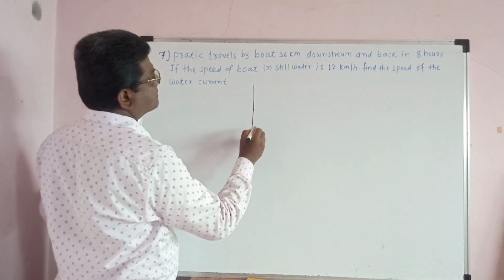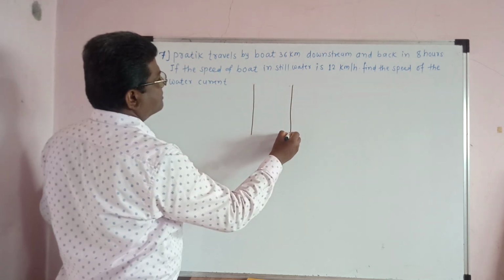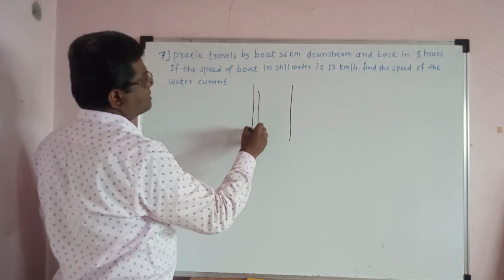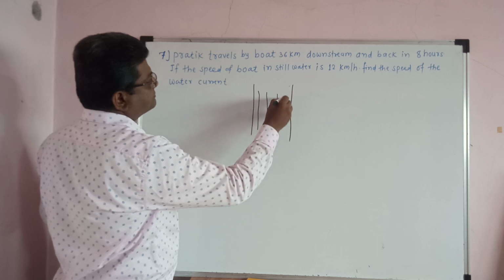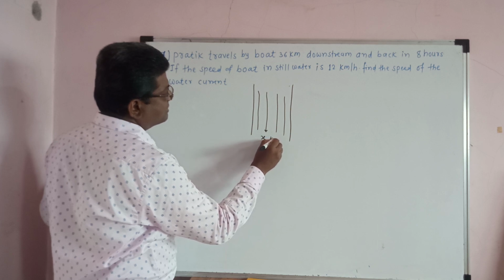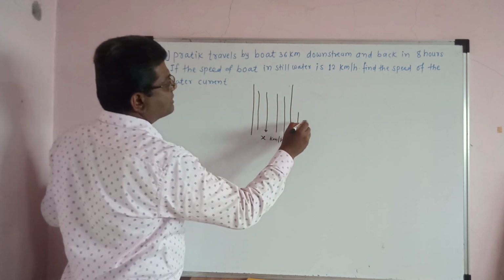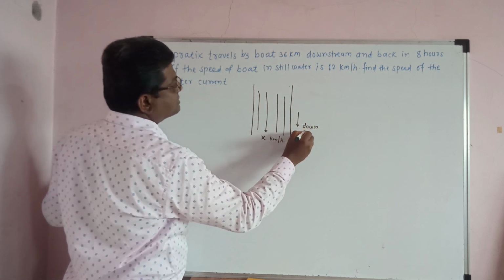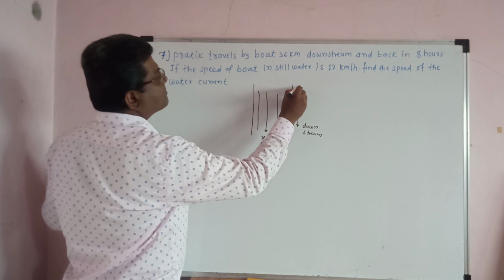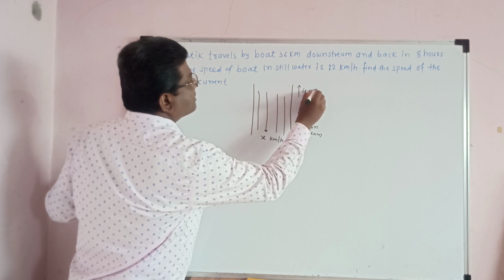Suppose this is a river and water flows in this direction and the speed of water is x km per hour. In the direction of water it is called downstream, and in the opposite direction of water current it is called upstream.